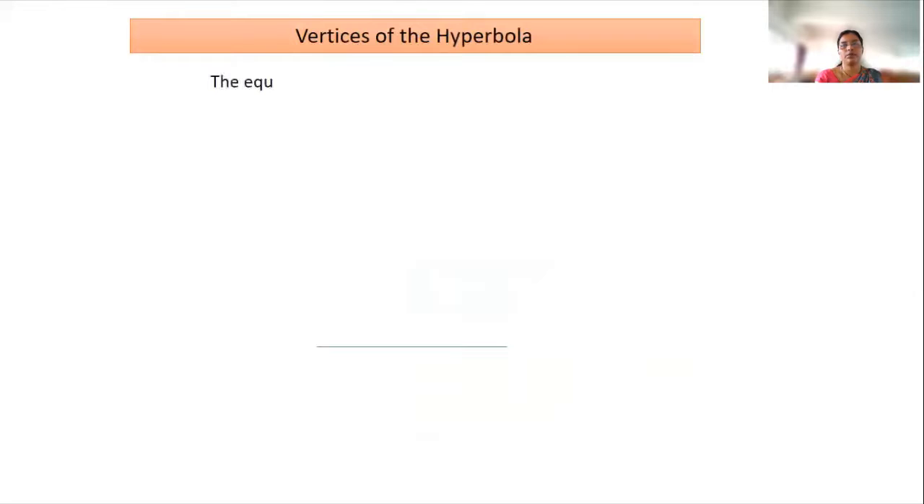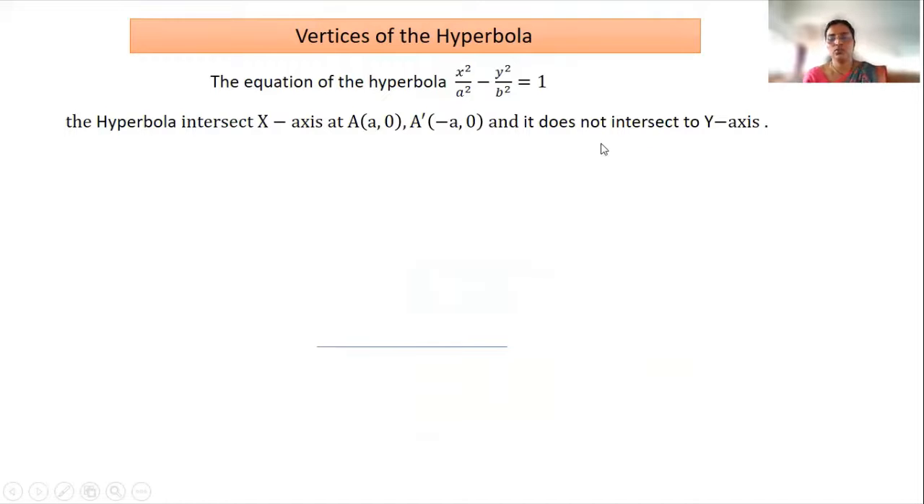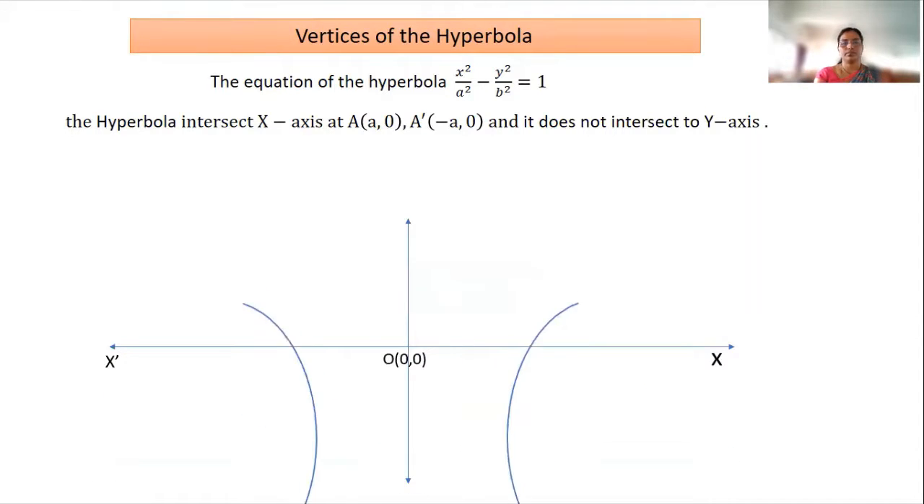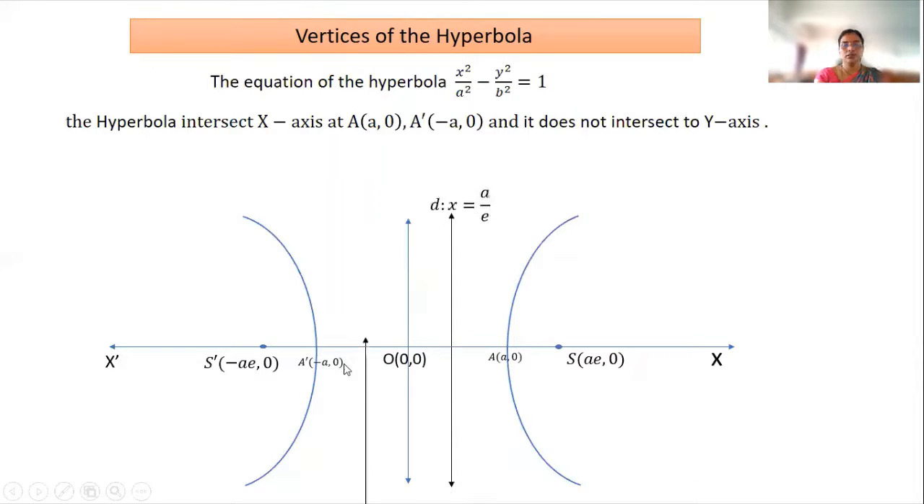Now, vertices of the hyperbola. The equation of the hyperbola is x square upon a square minus y square upon b square is 1. Then the hyperbola intersects the x-axis at A and A dash, and it does not intersect the y-axis. Consider this hyperbola which intersects the x-axis at (a, 0) and (minus a, 0). Then the points A and A dash are called the vertices of the hyperbola. Here A and A dash are the vertices of the hyperbola.